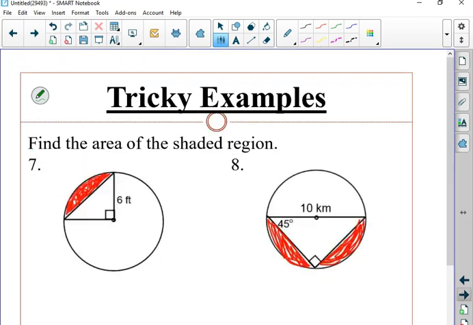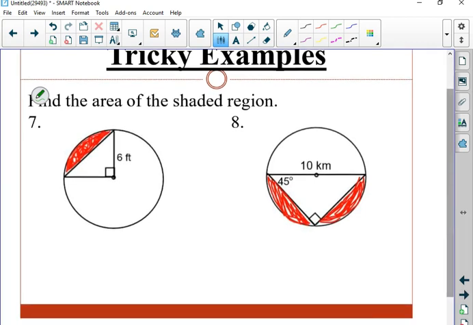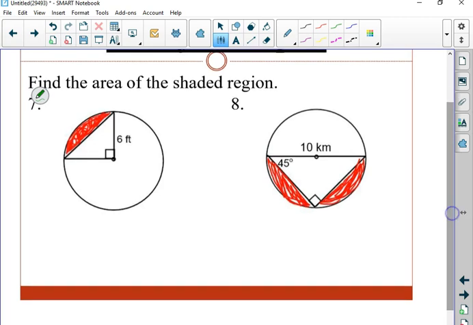Fun, fun, fun. Now, to spice things up, let's have some tricky examples. I'm going to show 2 different ways to do this: the new way, using the formula we just used, and a common sense, little tricky way. Since this is 90 degrees, if you think about that, 90 is a fourth of 360.